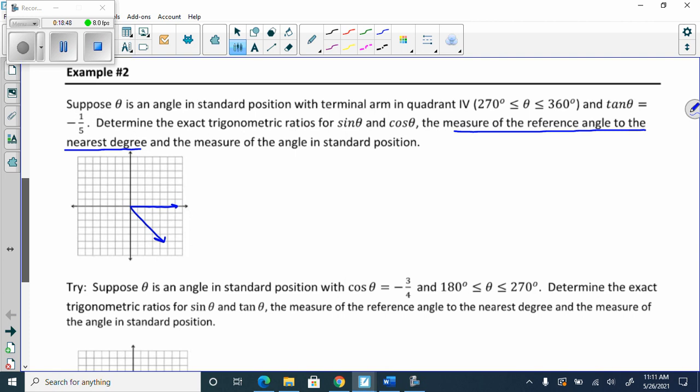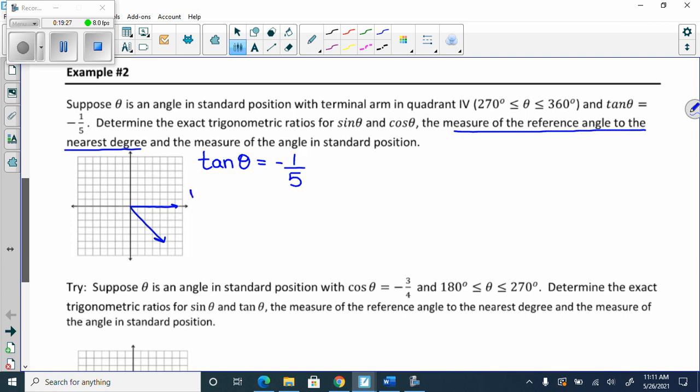How am I going to get the reference angle if they gave me tan theta equals negative 1/5? You find the reference angle. We just did these in the quiz. So if I give you tan theta equals negative 1/5, on page 6, you find the reference angle. We're on page 6, example 2. We've already done half the question.